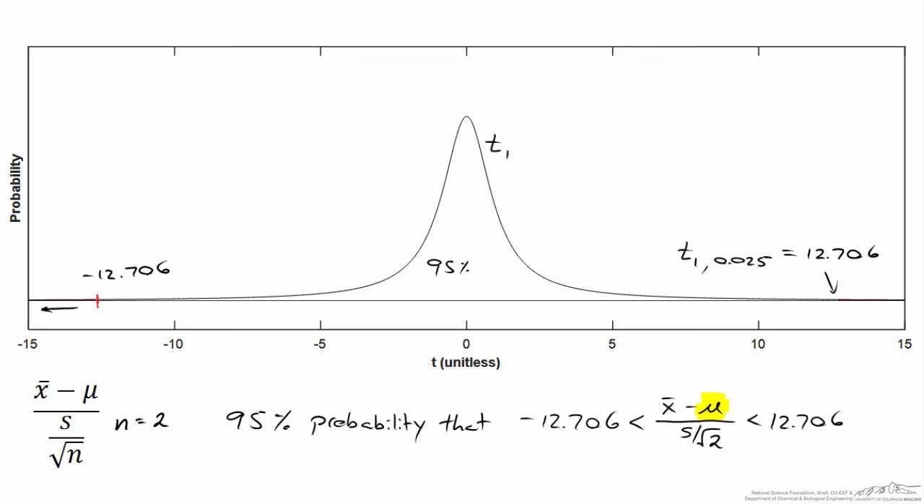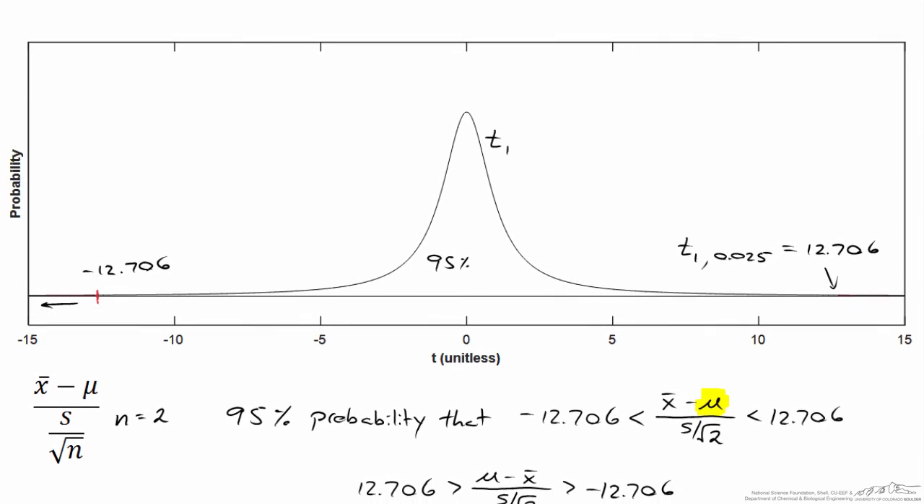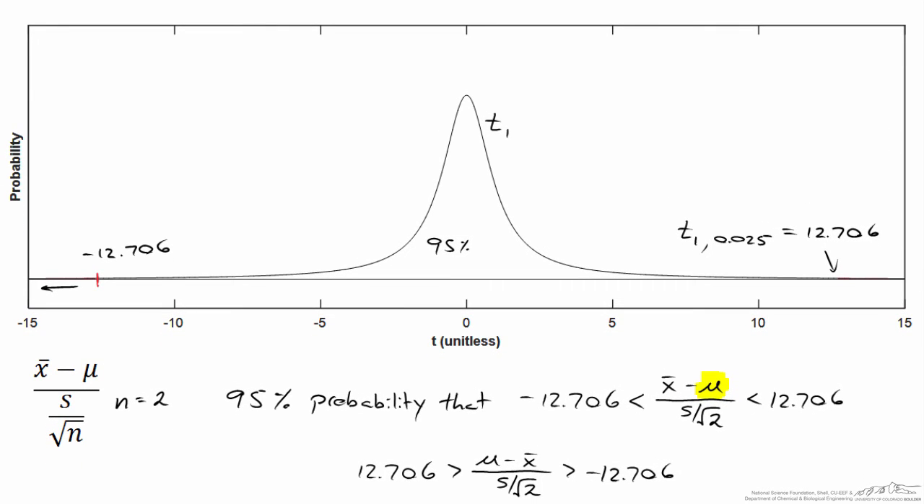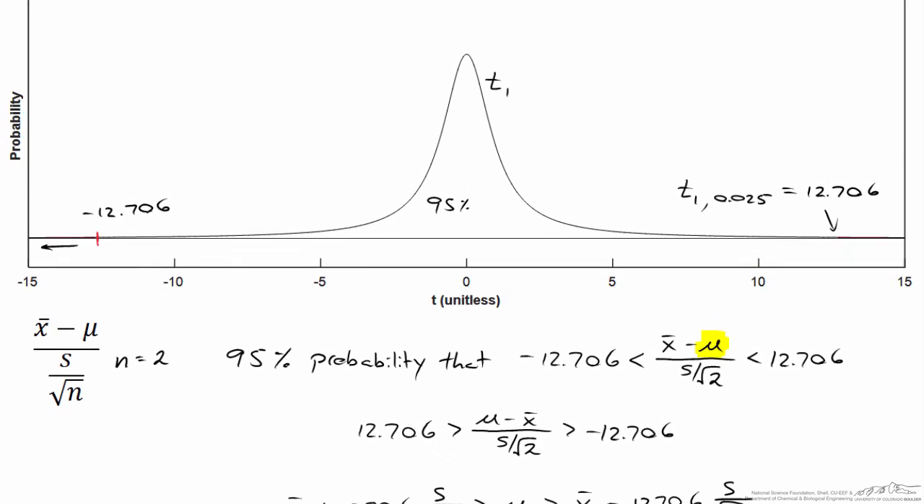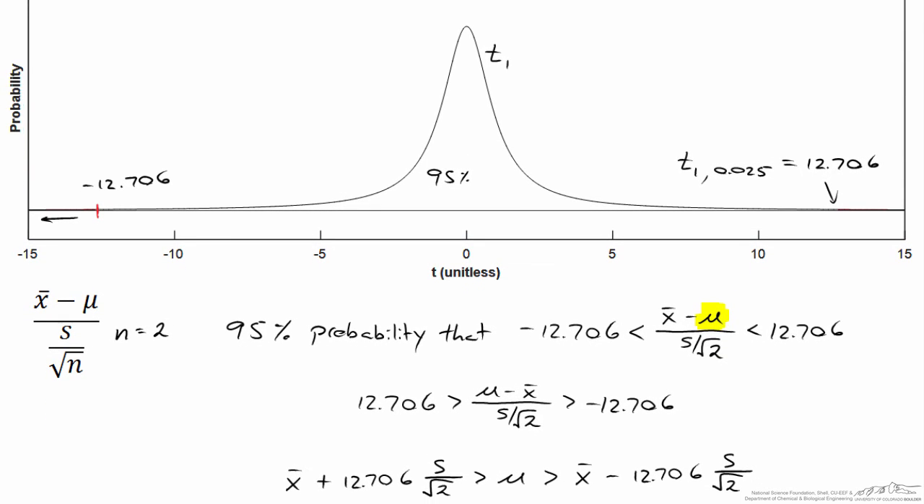And so to get at this, I'll perform a series of algebraic manipulations. So the first thing I'll do is multiply this expression by negative 1, and in doing so I have to change the direction of the inequalities. The next thing I'll do is multiply the whole expression by the sample standard deviation divided by the square root of 2. So that says now we know that the population mean has got to be between these two values.